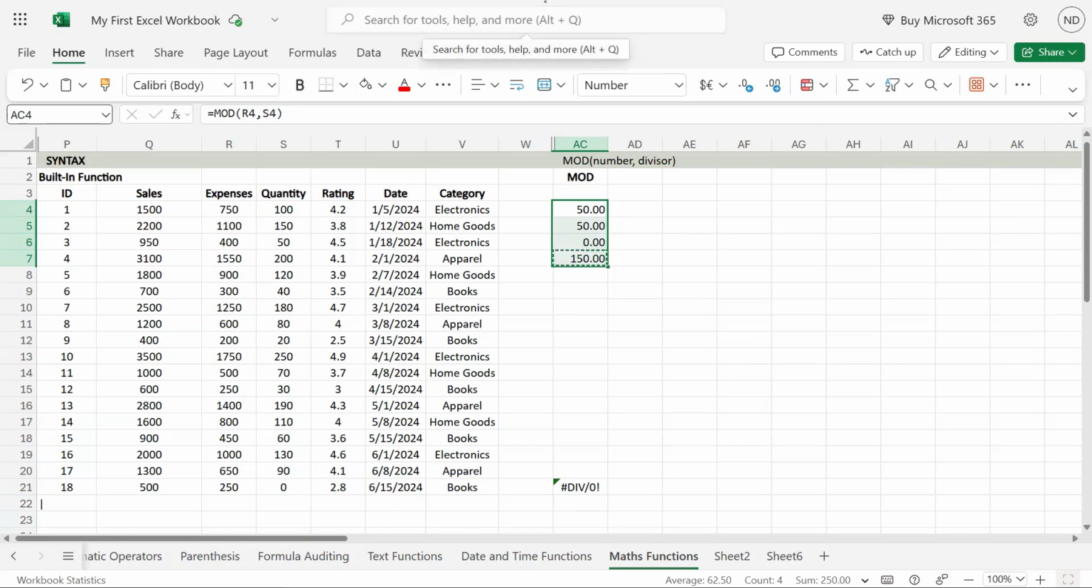In a very simple way, it gives you the remainder of the division that you do on a particular value. Pretty simple. Hope I was able to make this function clear. Hope the concept is clear.